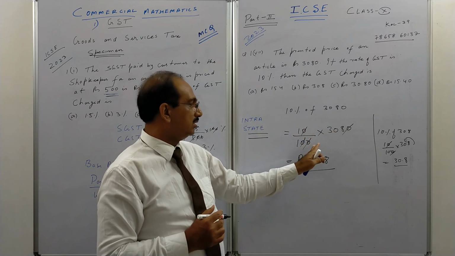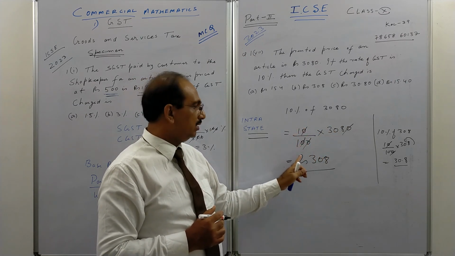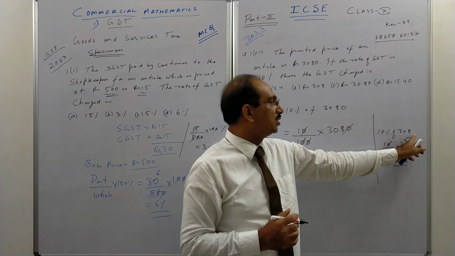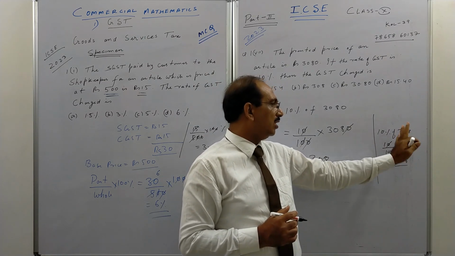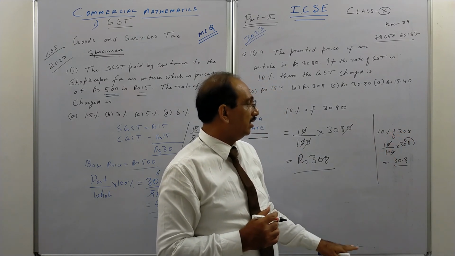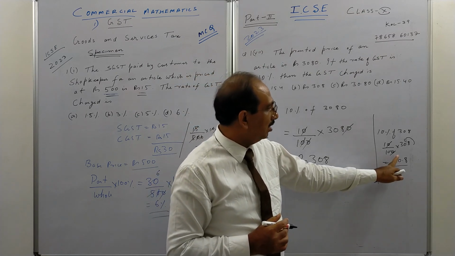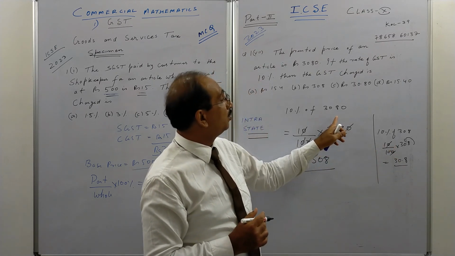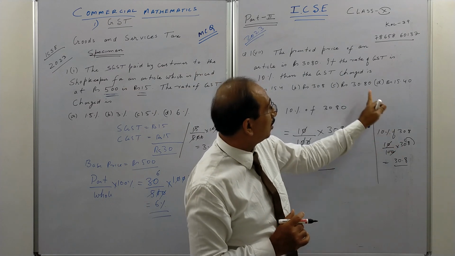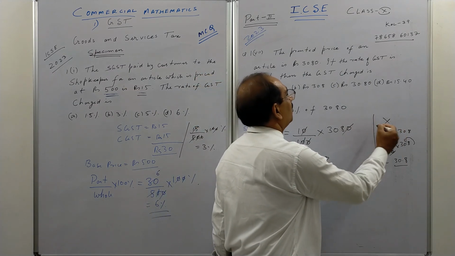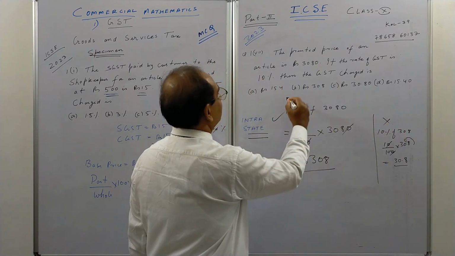Once more, 10% generally we remove the 0. 10% of 3080, this cancels, so 1/10. If there is no 0, one decimal will come here, as it would have been for 308 in place of 3080. Now, very interesting thing, children, this option is also there, so I'm not talking about this. The correct answer, children, is 308.